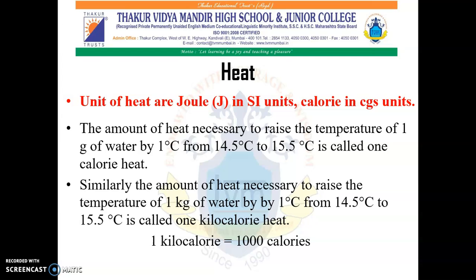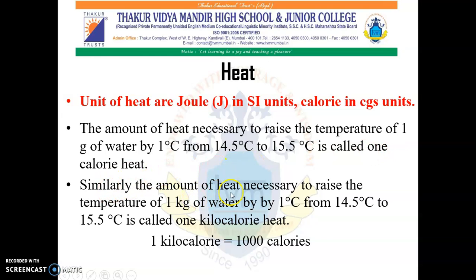The units of heat are joule in SI units, whereas calorie in CGS units. The amount of heat necessary to raise the temperature of 1 gram of water by 1 degree Celsius from 14.5 degrees Celsius to 15.5 degrees Celsius is called 1 calorie of heat.